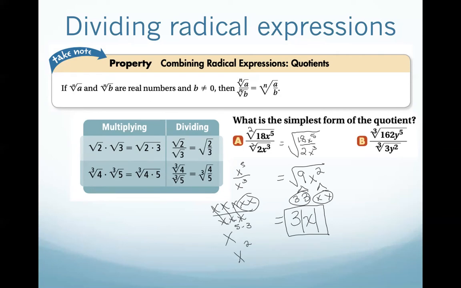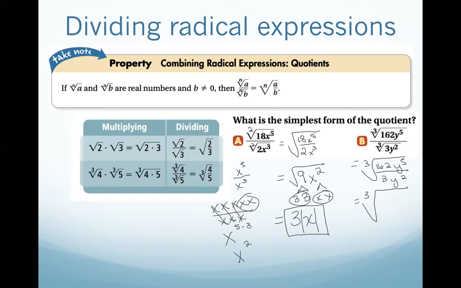In part B, we'll do the same thing, looking at the cube root now. So we say this equals the cube root of 162y to the 5th divided by 3y squared. So it will be a cube root. Does 3 go into 162? 1 plus 6 is 7, plus 2 more is 9. If I add the digits of a number and it's a multiple of 3, then 3 will go into that number evenly. That's a little bit of a shortcut. You can also try it on your calculator.